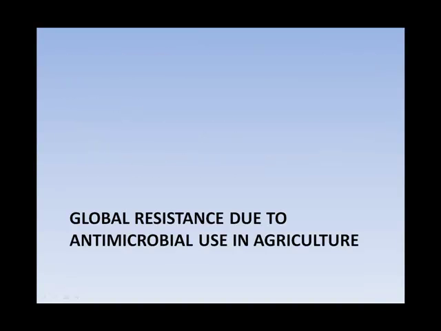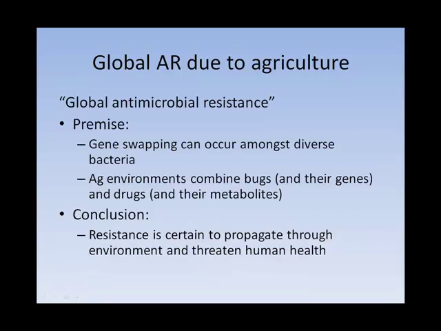What about the probability that we're inspiring resistance on the farm and then that some way gets spread throughout the bacterial population and posing a risk to public health? So the basic premise there is that gene swapping can occur, and it does occur amongst a diverse range of bacteria. And heaven knows that the agriculture environment, the farm environment, does a really good job of combining diverse bugs and exposing them to diverse drugs and metabolites of those drugs. And you create a nice little fermentation vat for a lot of experimentation to occur by Mother Nature's steps. And so you can readily jump to the conclusion, well, you create that type of environment, resistance is certain to propagate and get into the environment and then ultimately threaten public health.